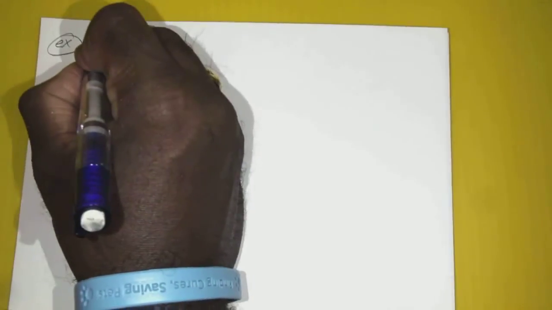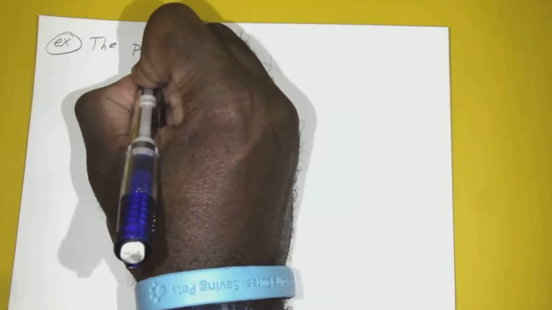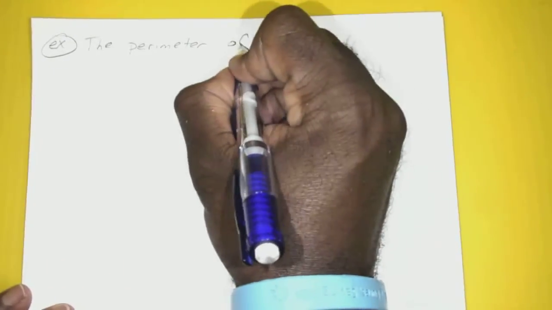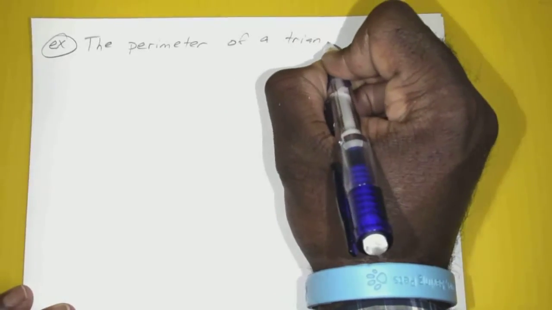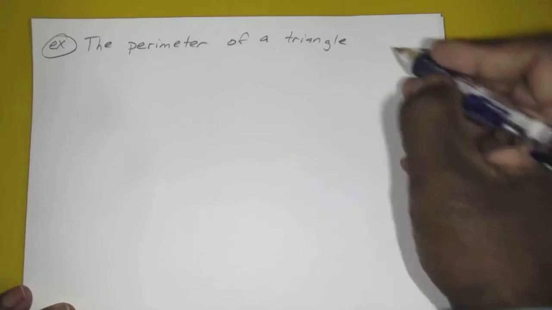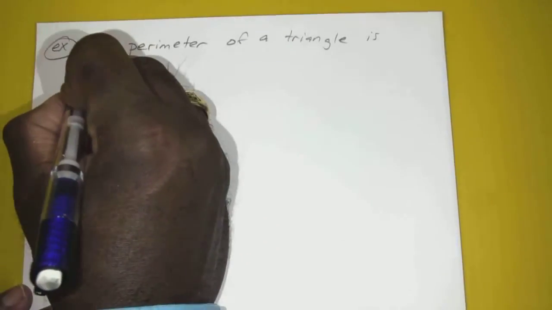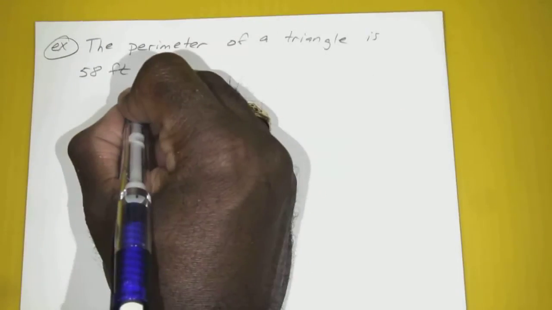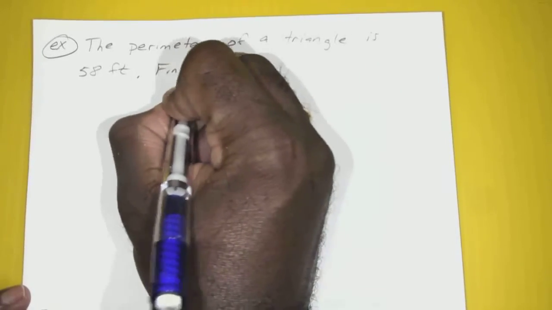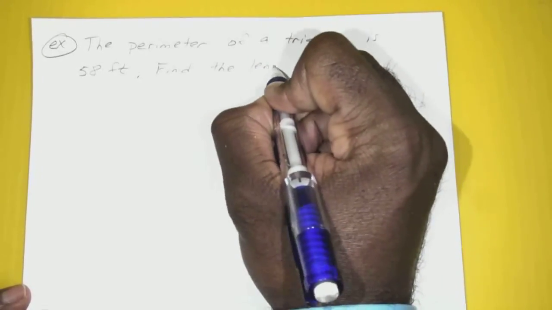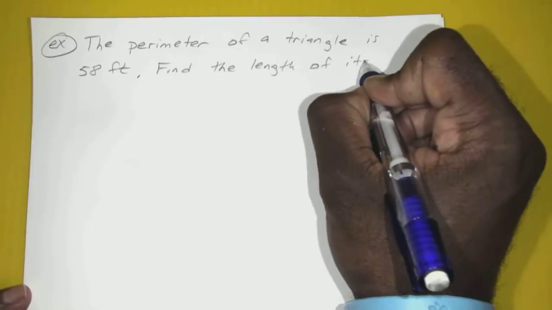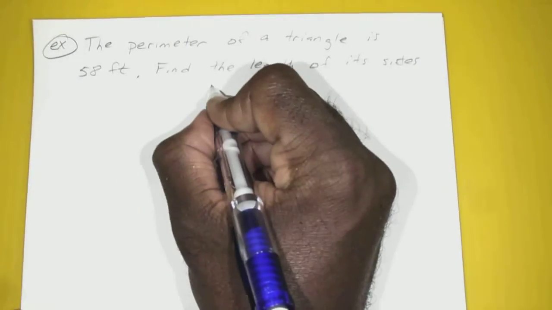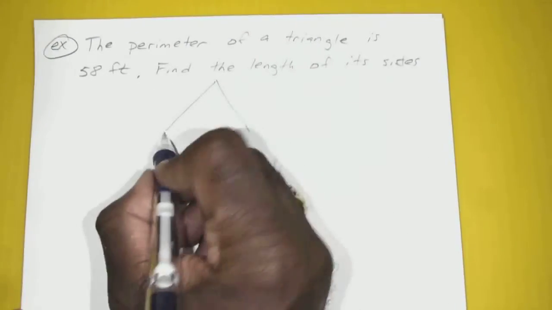Okay, so what if we had a story problem that said the perimeter of a triangle, let's say it's 58 feet. And let's say we want to find the length of its sides. Okay, and we are given the picture of a triangle.